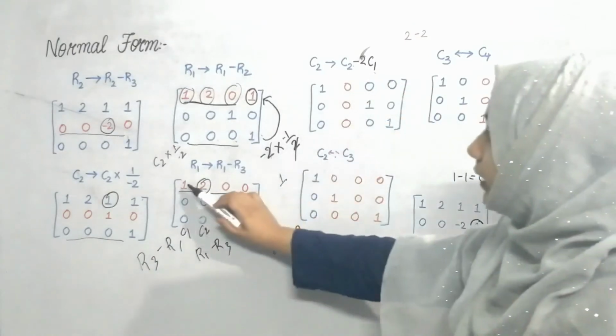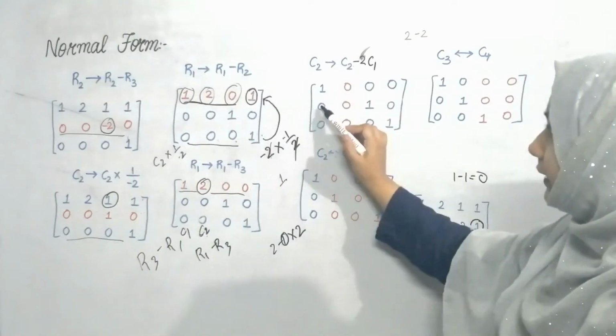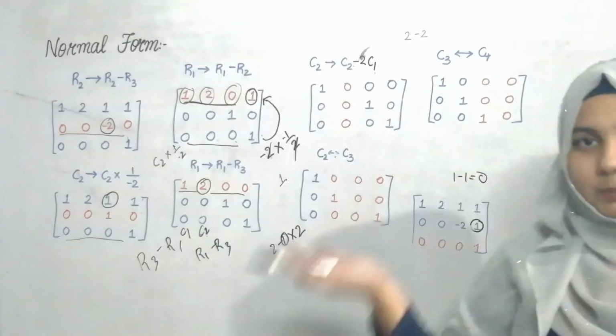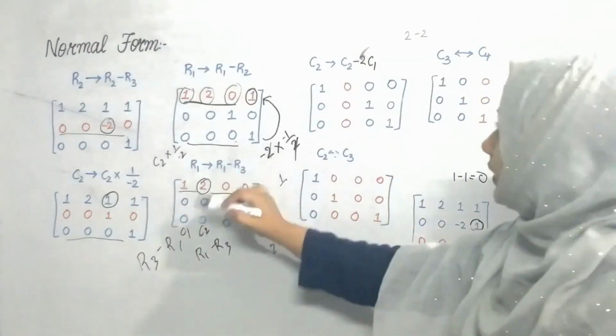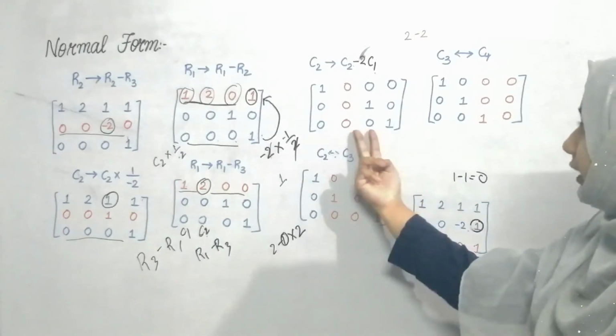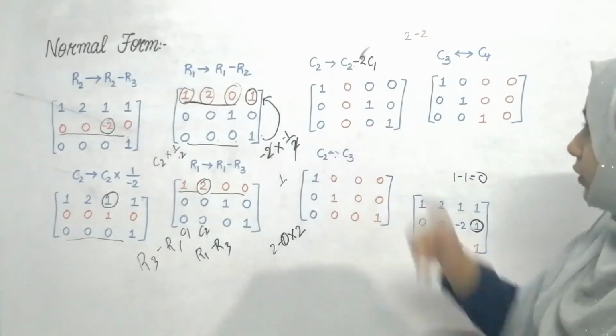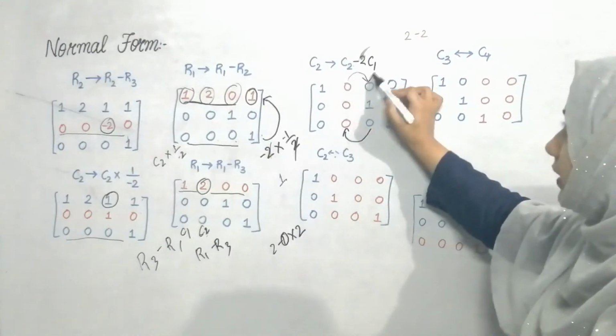So what happens here? 1 into 2 is 2. 2 minus 2, 0. And this is 0, this is 0, this is 0. Will be as it is. Okay, 0 into anything is 0. So now this is done. This is my matrix. Now what I am going to do? I am simply going to interchange these two columns.